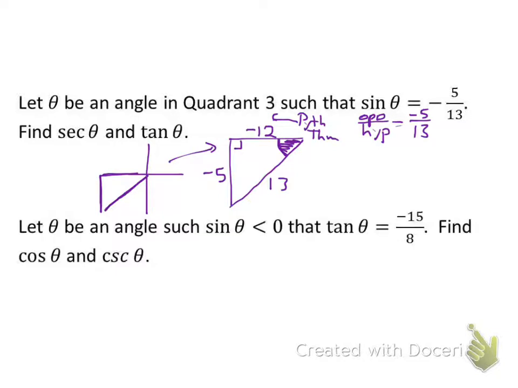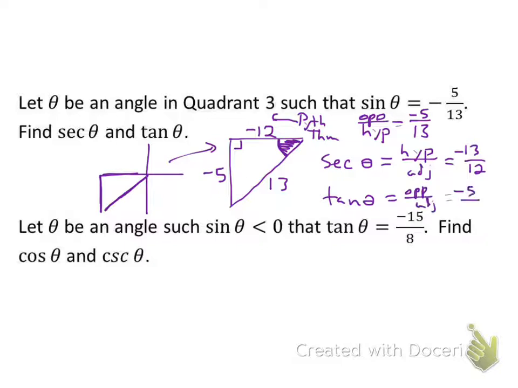And now I need to find secant of theta. Now I still don't know what the angle measurement is, and again, I don't necessarily need it. So secant is the reciprocal of cosine, so that'll be hypotenuse over adjacent, which is 13 over negative 12, so we'll just make it negative 13/12. And tangent is opposite over adjacent, and that becomes negative 5 over negative 12, which is positive 5/12.